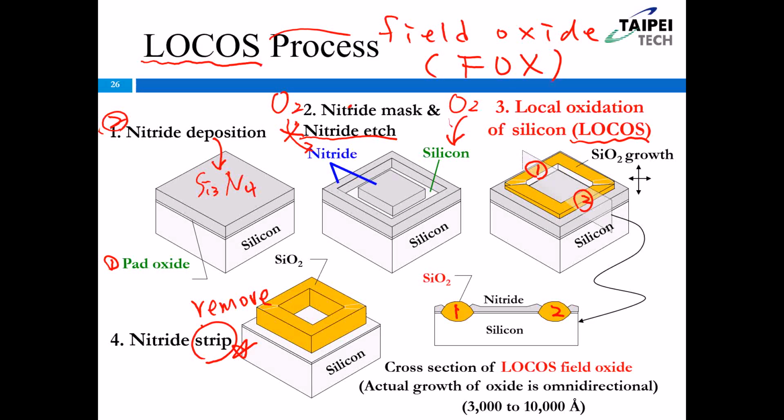So nitride strip just means we want to remove the nitride by hot phosphoric acid, right? Do you still remember that? We use a chemical solution, wet etching, to remove the nitride. We use hot phosphoric acid, H3PO4, and maybe this is the concentration and the temperature. The temperature is very high, but these parameters are just for your reference.